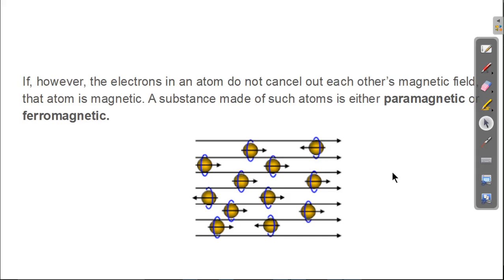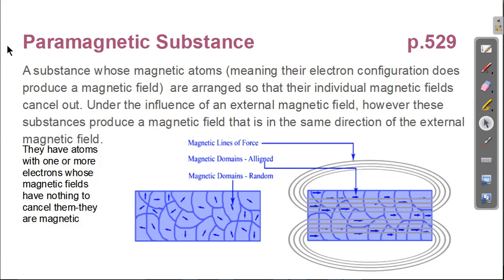Let's look at each one of the substances in more detail. We're going to start with the paramagnetic. The definition of a paramagnetic substance is on page 529, and it reads like this. Then we're going to talk about it, but let's read it first.